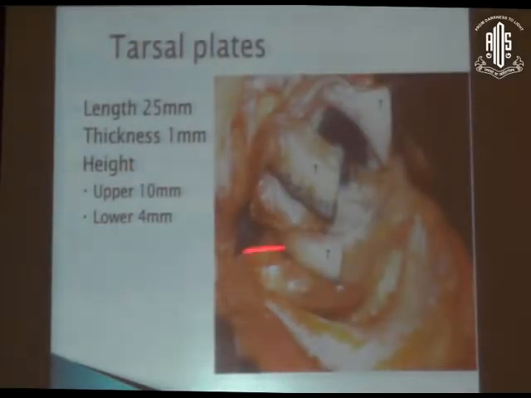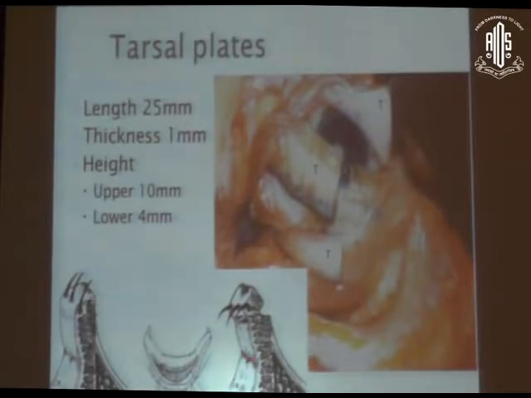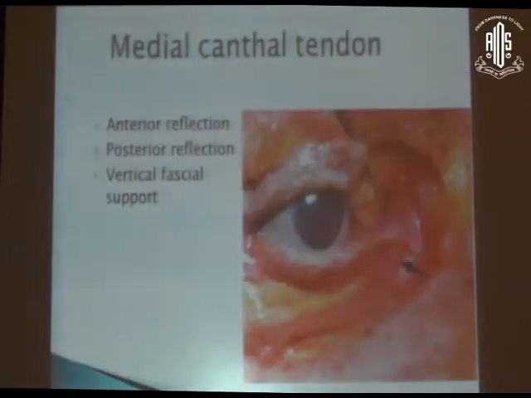Tarsal plates form the fibrous skeleton of the eyelid. They are around 25 to 29 millimeters in length, 1 millimeter in thickness, and the upper tarsus is around 10 to 12 millimeters in height, and the lower is around 4 to 5 millimeters in height. This is important to know because in cases of tarsal wedge dissections and tarsotomies in cicatricial entropion, we need to give incisions on the tarsus accurately.